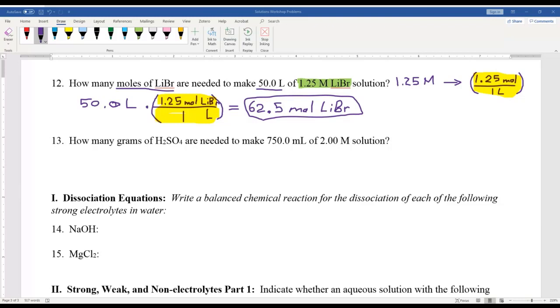H2SO4. Where's my periodic table? Alright, good. Go forth and give it a try. And once you have an answer, or once you think you have an answer, go ahead and raise your little hand sign. That's the little guy on the bottom.